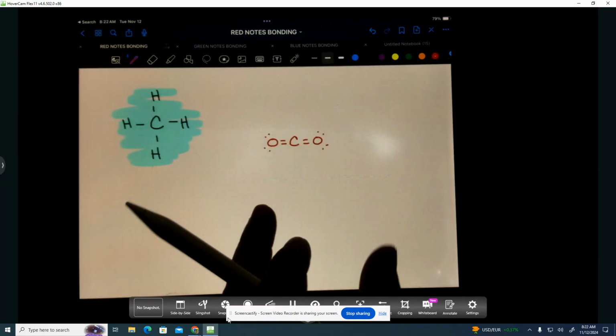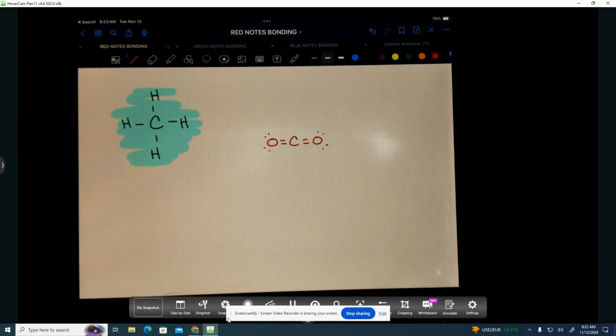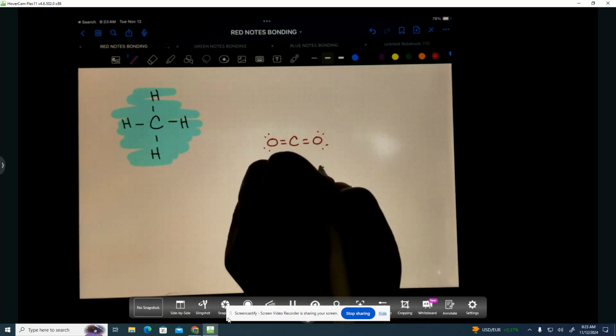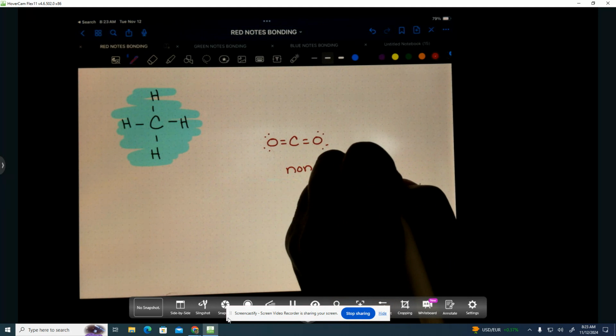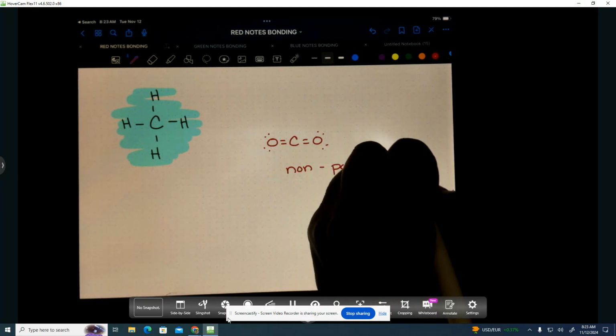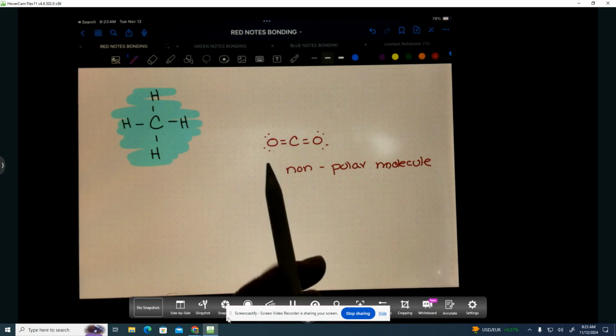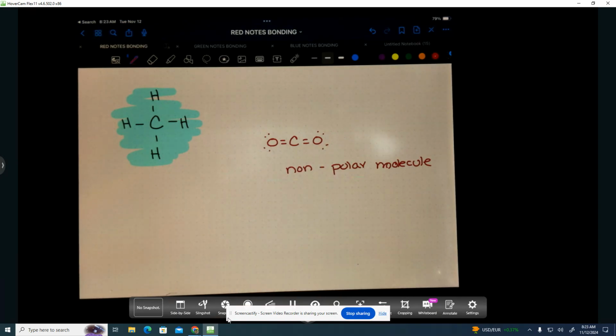All right, that's why drawing them in the shapes is so important. Water is polar. Carbon dioxide is a nonpolar molecule. How do you spell molecule? Water is polar. Carbon dioxide is nonpolar. What's the shape of this molecule?